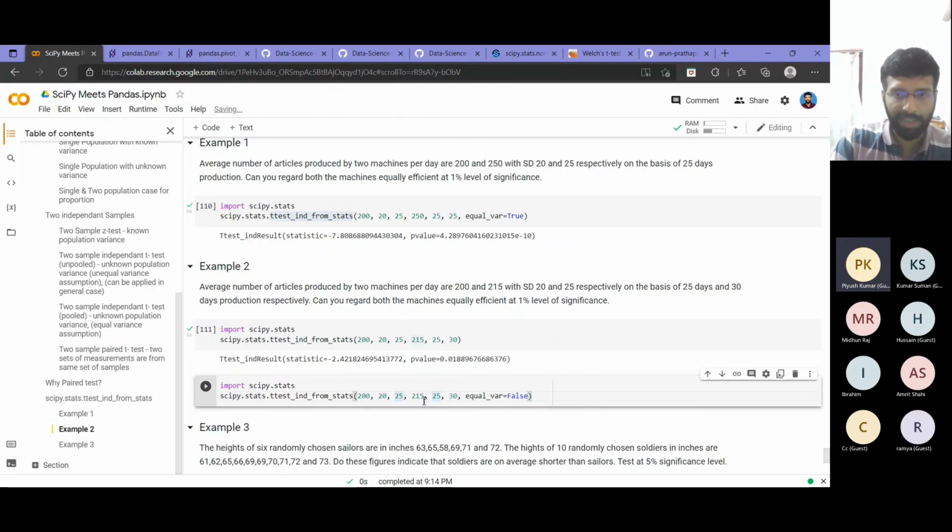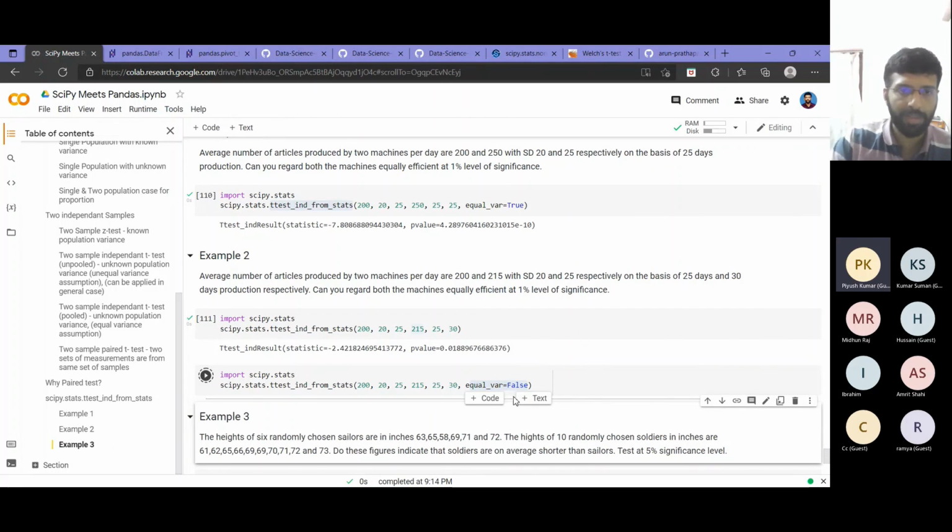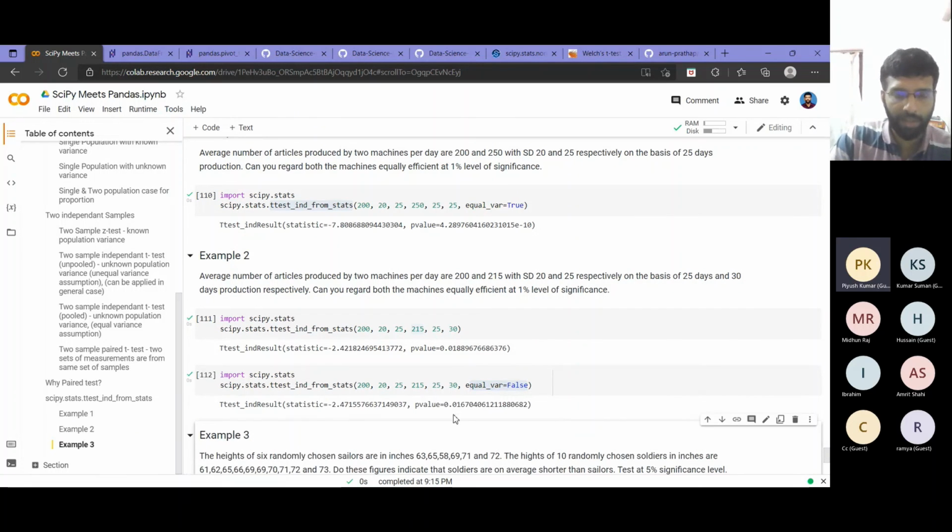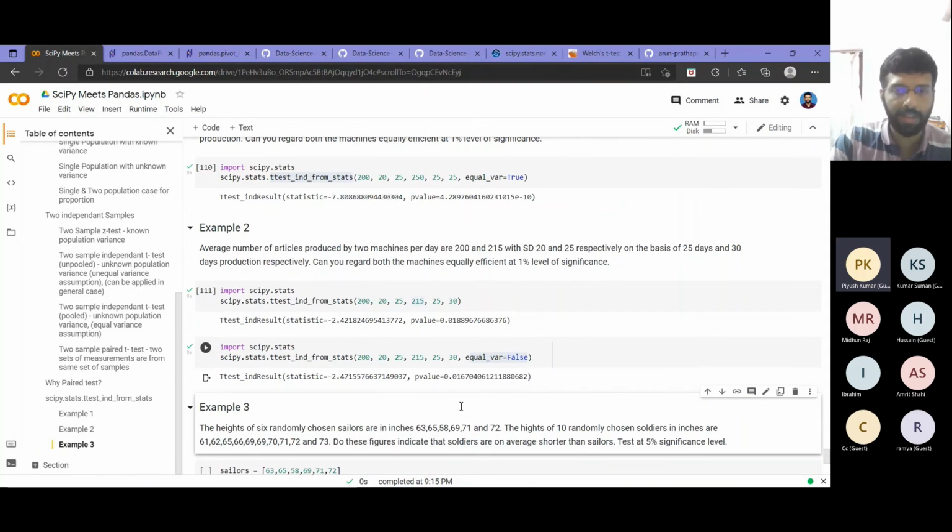Now suppose the same case I want to do for an unpooled case. So I have to pass equal variance is equal to false. In that case, I will get value as 0.016, almost near to this, but less than this, right?